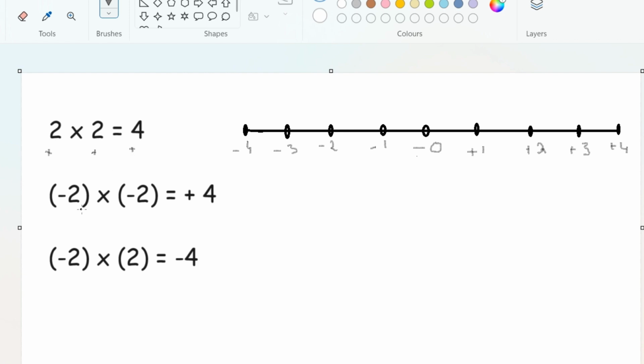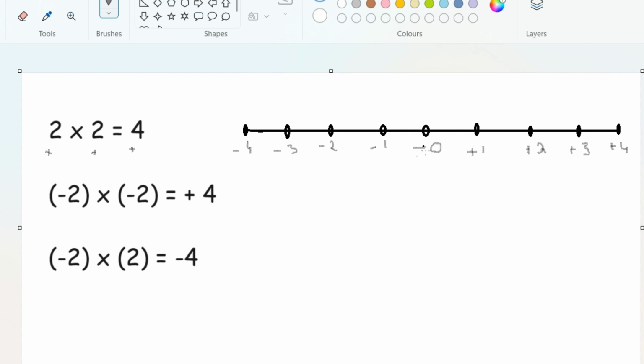Further, we know that when we multiply minus 2 into minus 2, we also get the result as plus 4. But if any of these numbers have a minus sign, then we get the multiplication result as minus 4. But how? That is the question we need to understand.